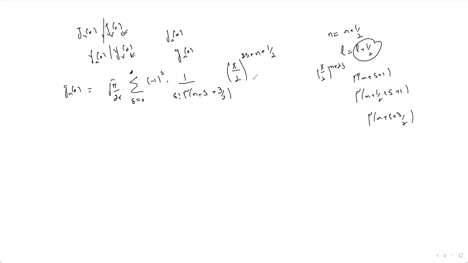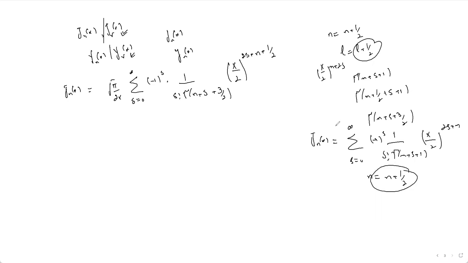Okay, try to understand this. When we write the Bessel function J n of x, we simply write summation s running from 0 to infinity, minus 1 raised to power s, 1 divided by s factorial, gamma of n plus s plus 1, x by 2 raised to power 2s plus n, or n plus 2s. Now if you substitute n equal to n plus 1 by 2 in this particular equation, it will have n plus s plus 3 by 2. Okay.